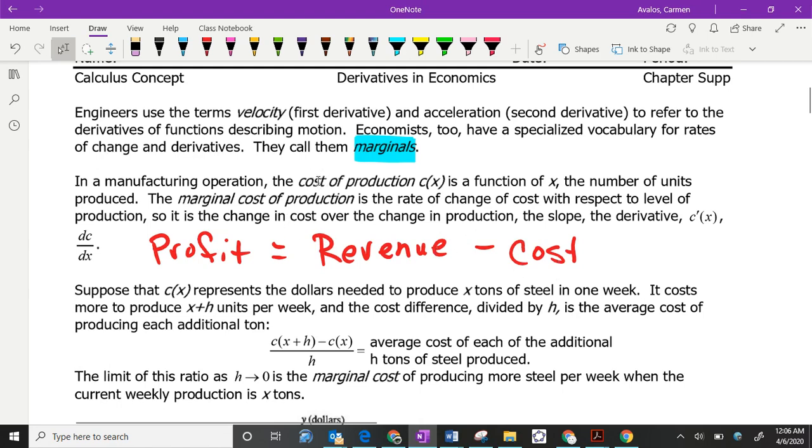So when they're talking about the cost of production, that function C of X, they're talking about this cost. There could be something about the revenue. The revenue is money that's coming in, and so it'll say R of X. And then P of X is the profit function.